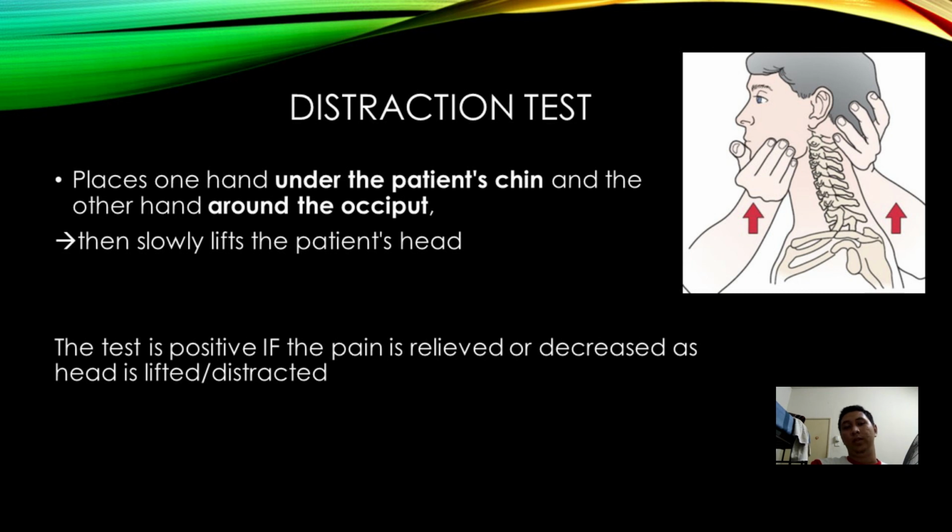Moving on to the distraction test. Place one hand under the patient's chin and the other hand around the occiput, then slowly lift the patient's head. The test is positive if the pain is relieved or decreased as the head is lifted or distracted.